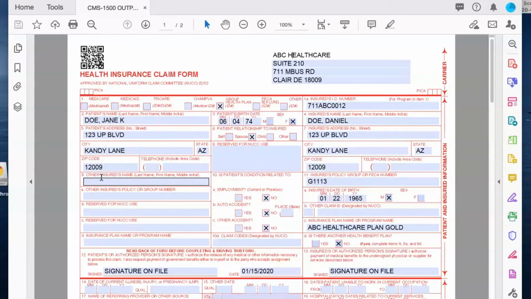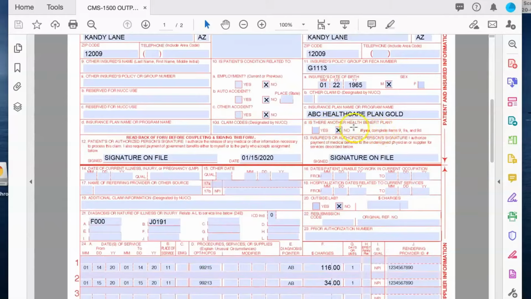In Box 9, if Jane had secondary insurance, meaning she had another plan in addition to her husband's plan, you would put her additional policy's information here. 11D, is there another health plan? If we'd indicated that in Box 9, we would select Yes.